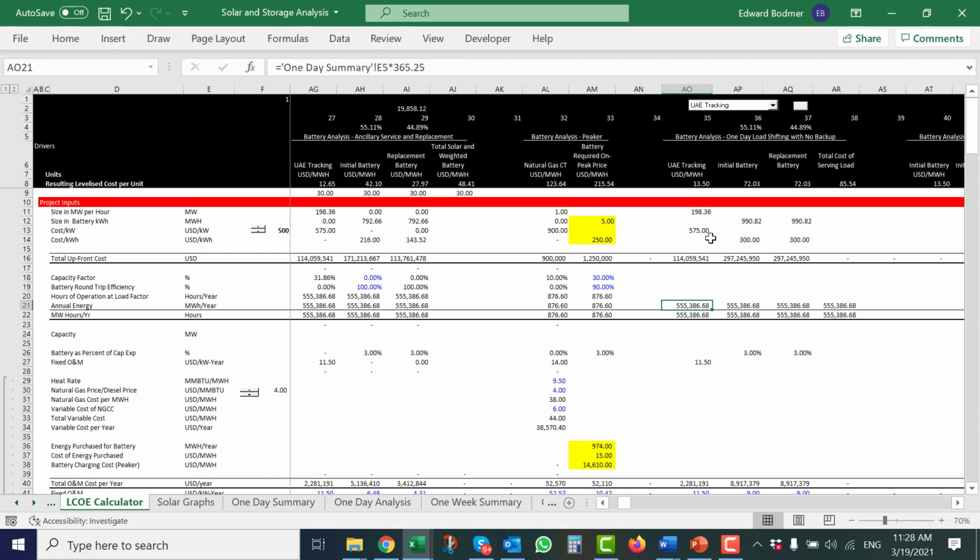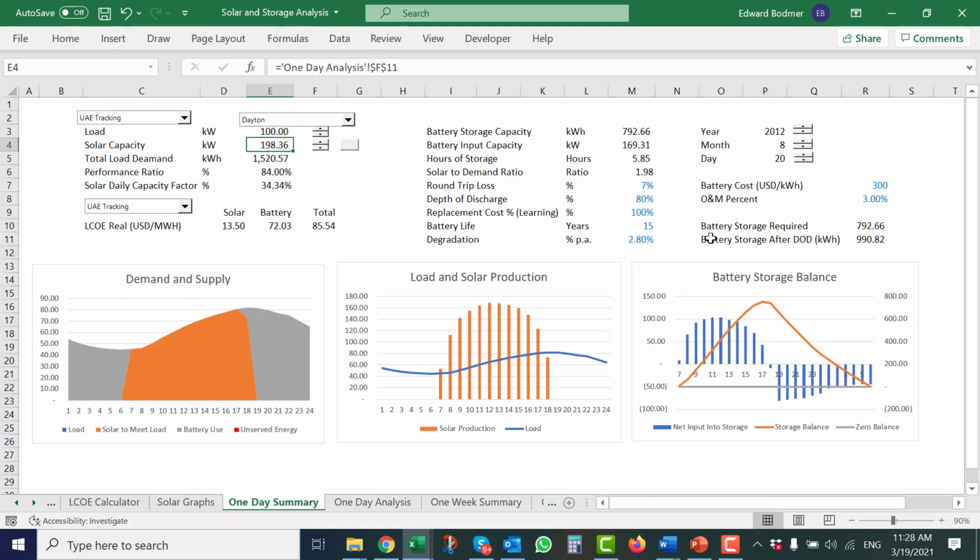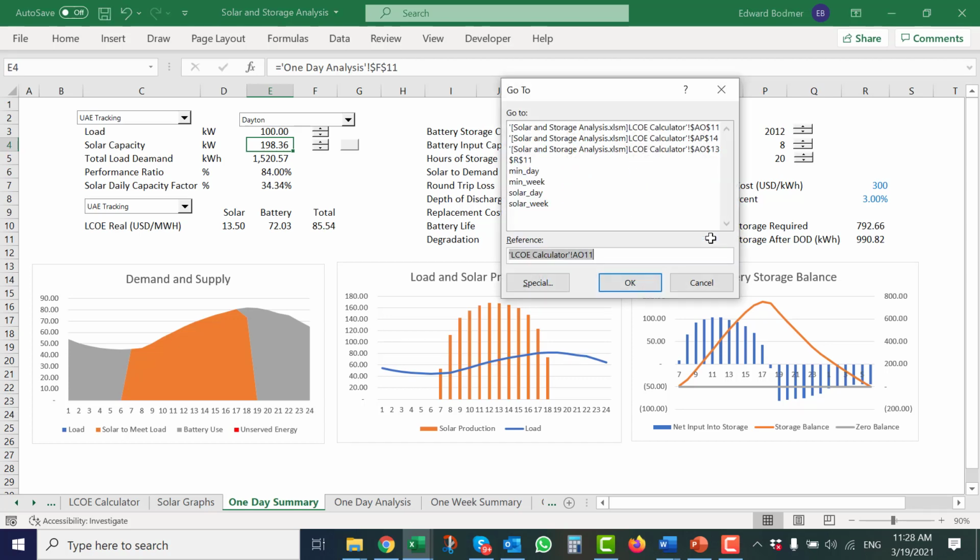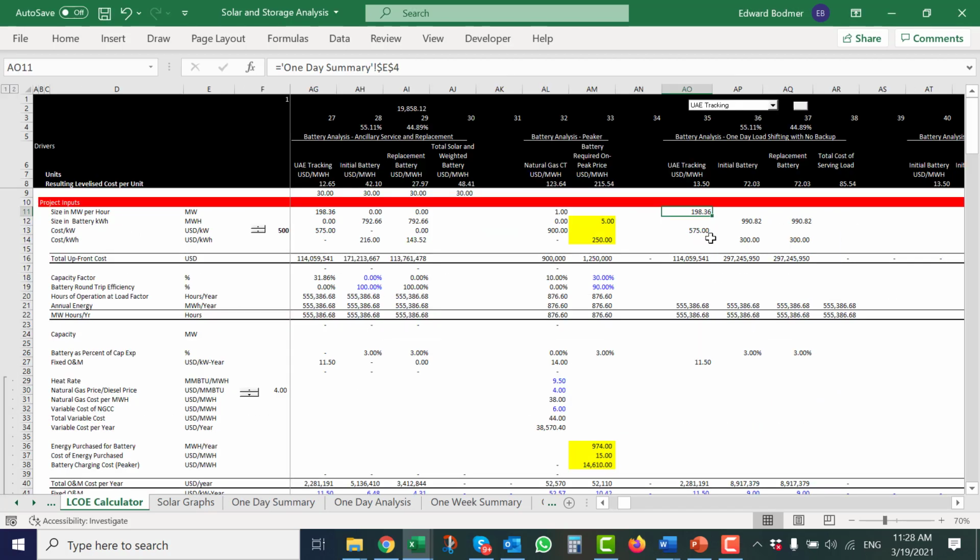We're spreading the total cost of all of this, 198, control square bracket to find it. That's how many kilowatt hours we're putting into this whole thing, and then F5 and go back. That's how much we're putting in, and this is the size of the battery we need. And I'm going to show you exactly how to get that with the DOD and all that.